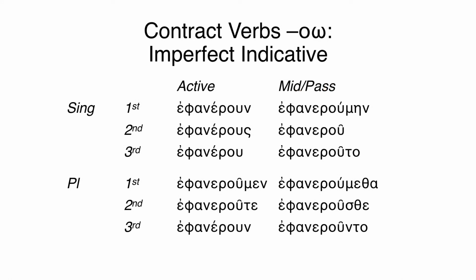Middle passive forms, ephaneroumēn, ephanerou, ephanerouto, ephaneroumetha, ephanerousthe, ephanerounto. Again, all of these are predictable using the rules of contraction. There are also present imperative forms and an infinitive form which does not conform to the rules, but consult the grammar for these.